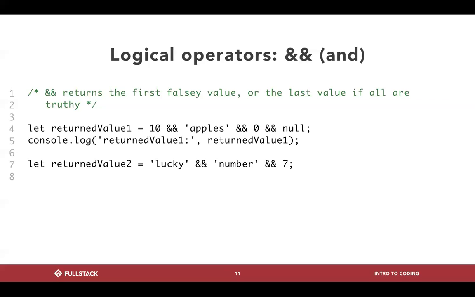Then we have returned value 2. We have lucky, that coerces to true, right? It's a string with characters. Same thing for number. Number is a string with characters, so that evaluates to true. And then we have 7, a number that coerces to true. So 7, because all of them were true, 7 gets returned. It's the first falsy or the last truthy. So now returned value 2 is equal to 7.